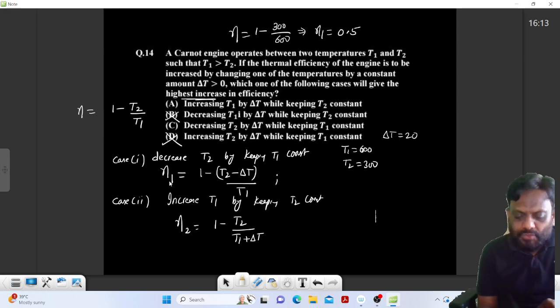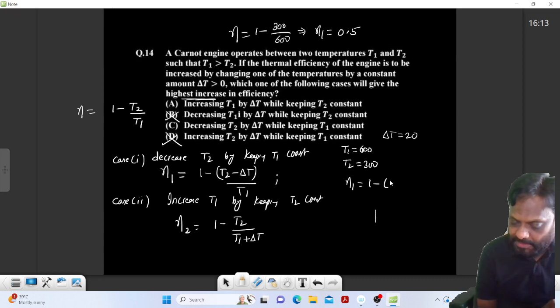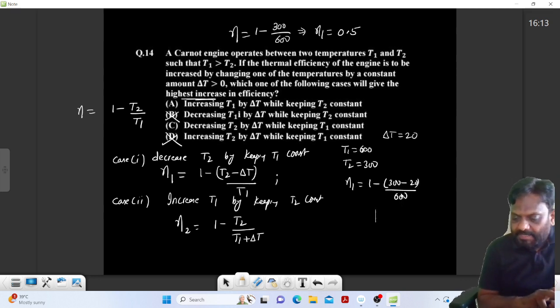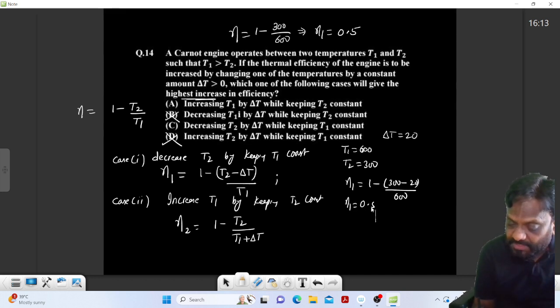Okay. Now let us go for efficiency of 1. What will be efficiency of 1? 1 minus T2 is 300 minus delta T is 20, by T1. T1 is 600. So let us calculate this efficiency. It is 280 by 600. So this is 0.533. Observe, sir. Compared to 0.5, it is more.